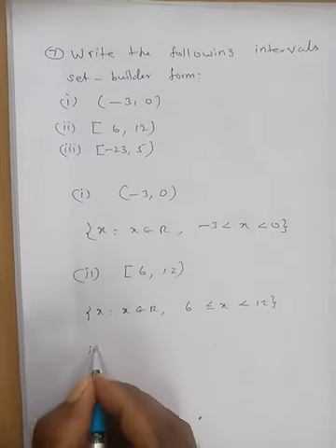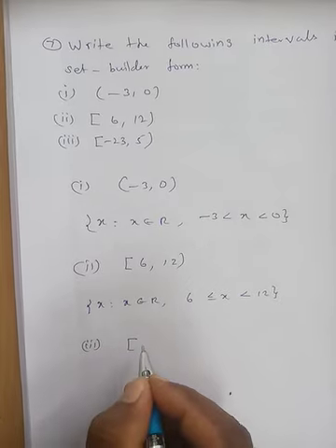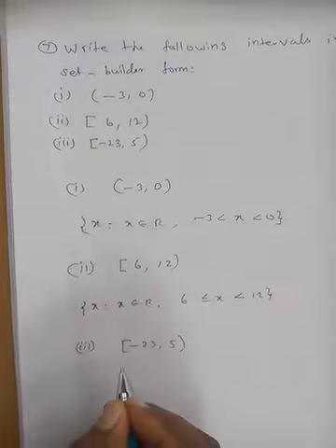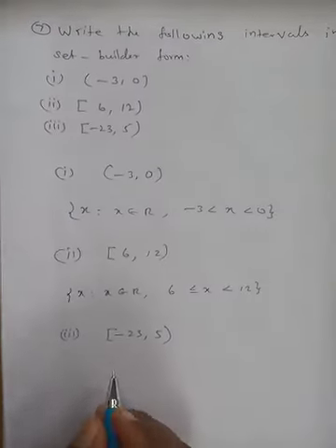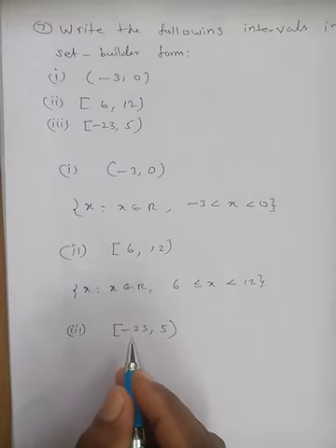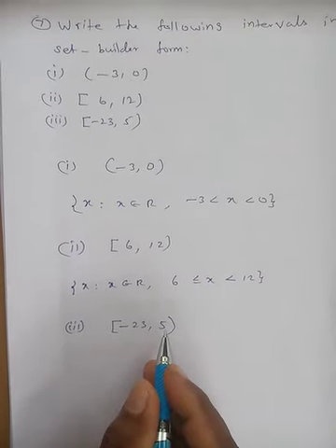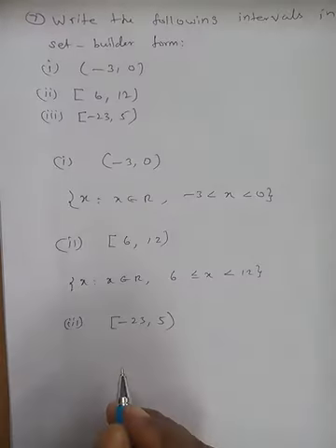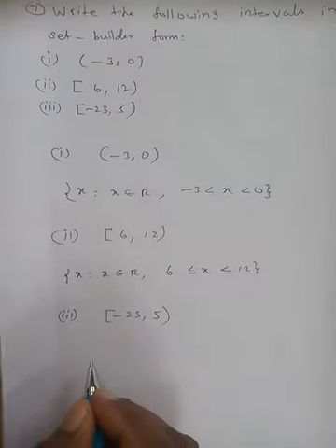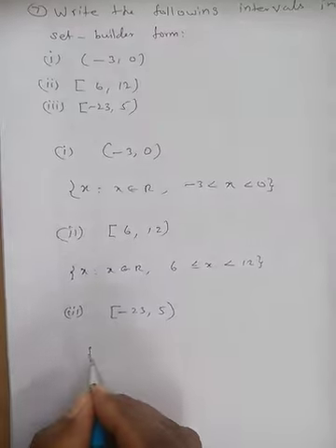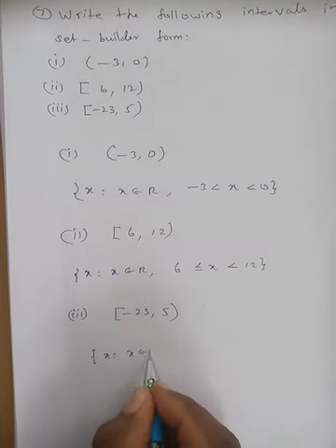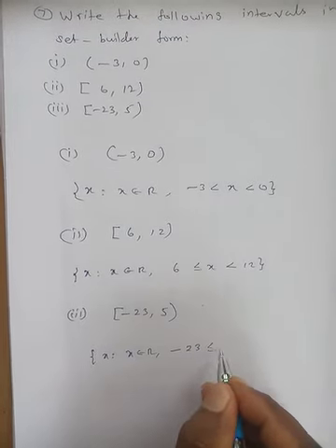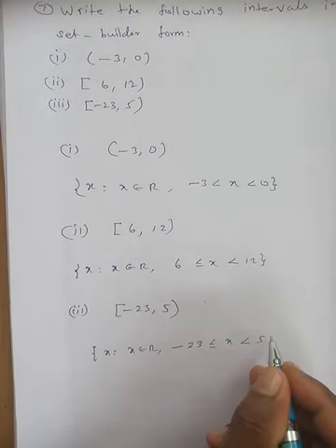Then third one: square bracket minus 23 comma 5 parenthesis. Here all real values between minus 23 and 5 are included, with minus 23 included and 5 excluded. So the corresponding set form is the set of x such that x belongs to R, minus 23 less than or equal to x strictly less than 5.